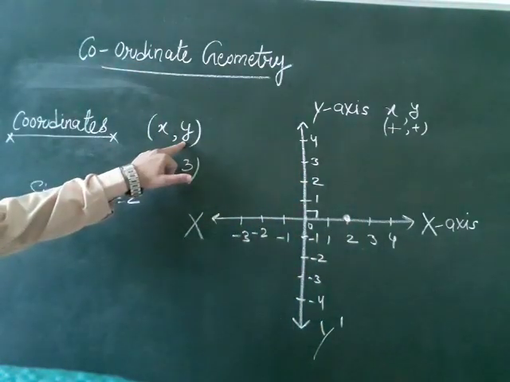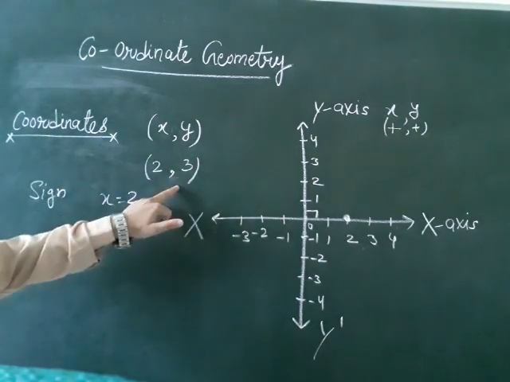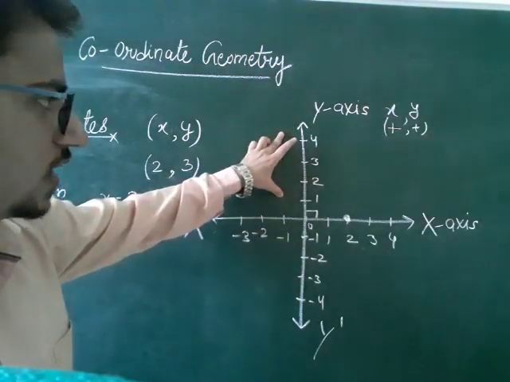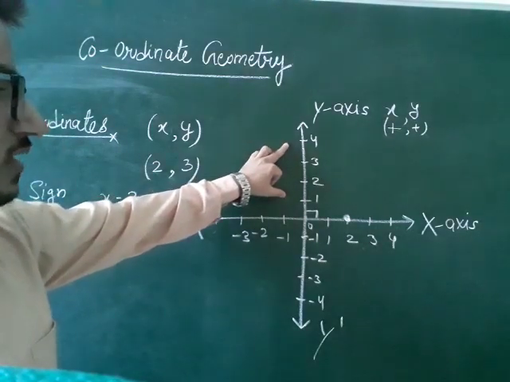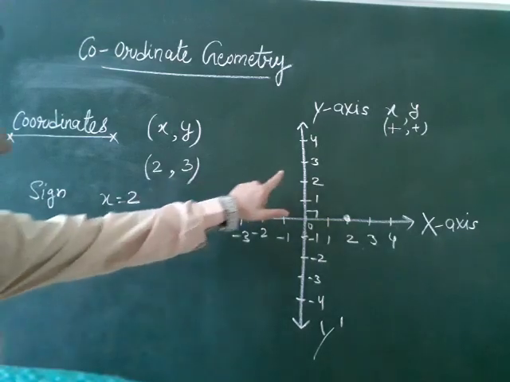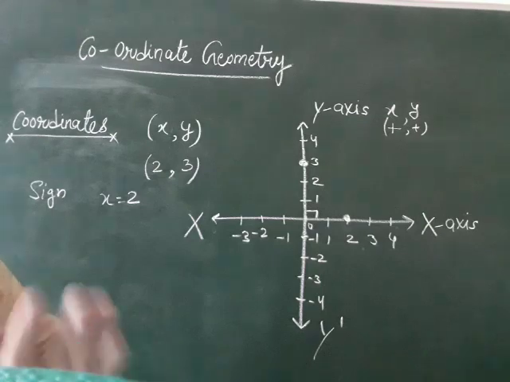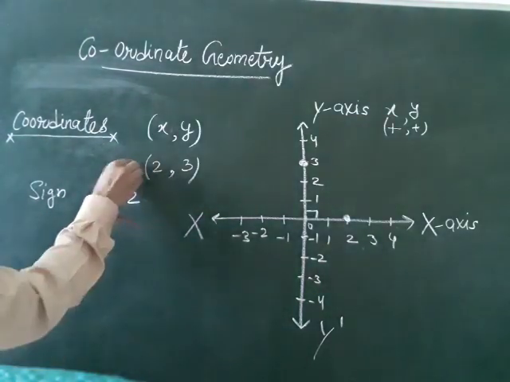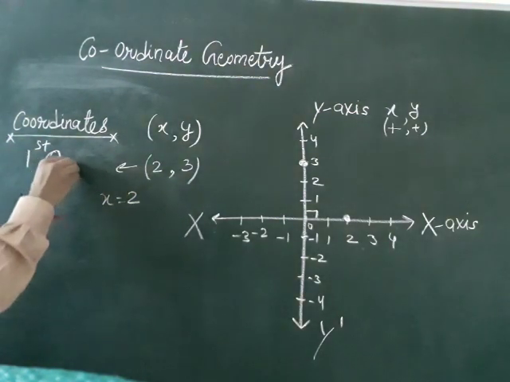Now read out the value of y. y is plus 3. y is also positive. Here it is your y-axis. This is your positive y-axis and this is your negative y-axis. So in this positive y-axis, what do we have? y is equal to plus 3. So here is your y equals plus 3. And we know that this coordinate will lie in the first quadrant.